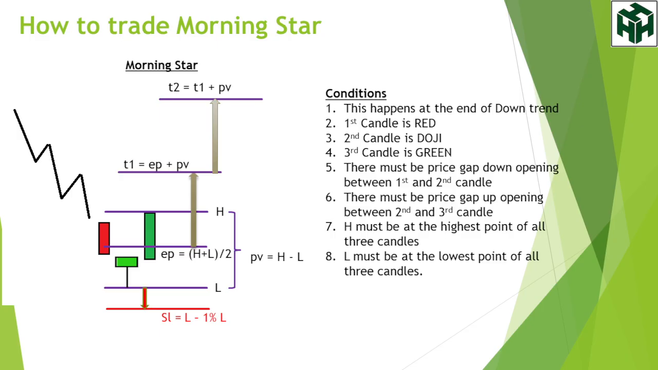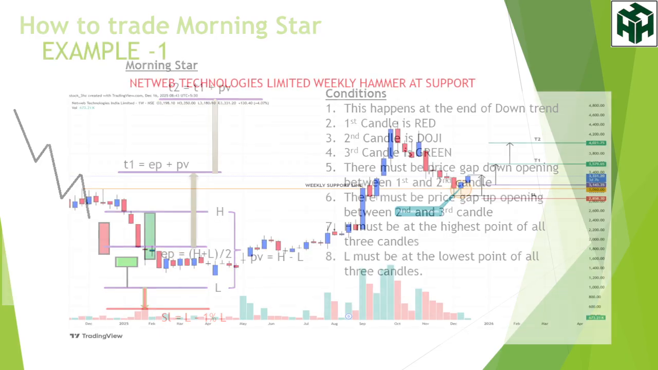So after entry, whenever we see such a formation in the market, we can set target 1 as EP plus PV. What is EP? EP is high plus low divided by 2 of the whole cluster, and from the EP point we can see the movement of target 1 as EP plus PV and target 2 as target 1 plus PV. So this is how we can trade the morning star with the help of the hammer.